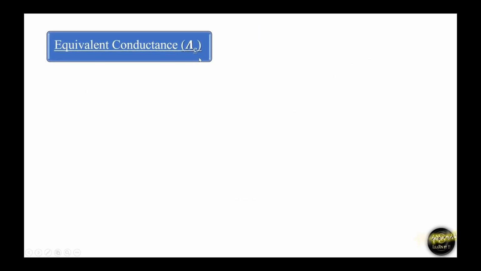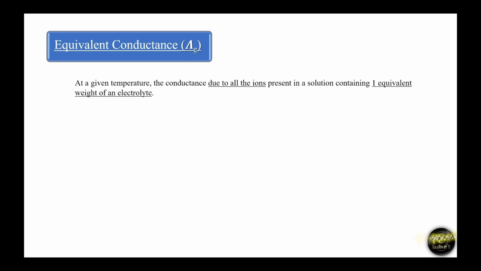It is denoted by the letter lambda E. So lambda E is equivalent conductance. So the definition of equivalent conductance is: at a given temperature, the conductance due to all the ions present in a solution containing one equivalent weight of an electrolyte. So lambda E can be given by the equation 1000 K by E. This is kappa. So what is kappa? It is conductivity or specific conductance. E is the number of equivalent weights of a substance taken.